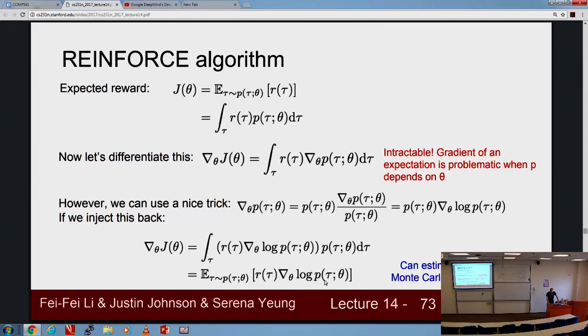Once you get here, you can say, this is the expectation of something I can compute. Let me just estimate this expectation using a Monte Carlo sampler. How do I do that? I have theta, so I can generate trajectories. I can generate, let's say, 10 different taus. I know the reward of each one of them, and I can calculate the gradient of log p for each one of them. These can act as samples from this probability distribution, which I can then use to estimate this integral. Usually in these types of estimations, very few examples are sufficient to get a good enough approximation.